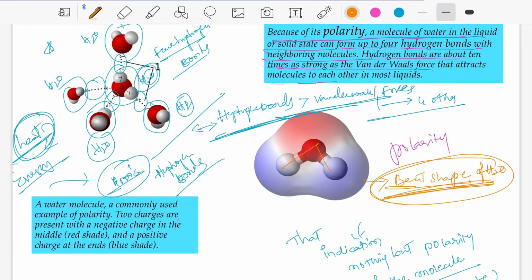The water molecule is a commonly used example of polarity. Two charges are present: a negative charge in the middle, the red shape, and positive charges at the ends, the blue shapes. This is the oxygen atom in the middle, the red one, and these two are hydrogen atoms.